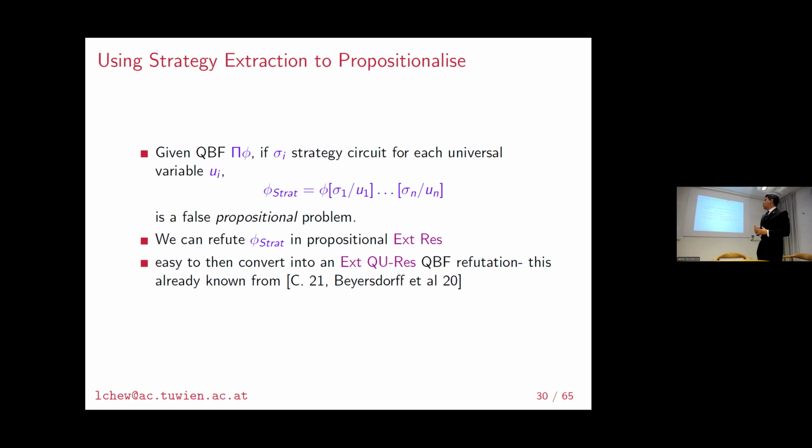So recall again that if we have a false QBF, we have the strategies for each of the universal variables, we can substitute this in. The important part of this slide is I've just named this thing as phi strat, where phi was the matrix. And again, we can just refute that part in extended resolution.